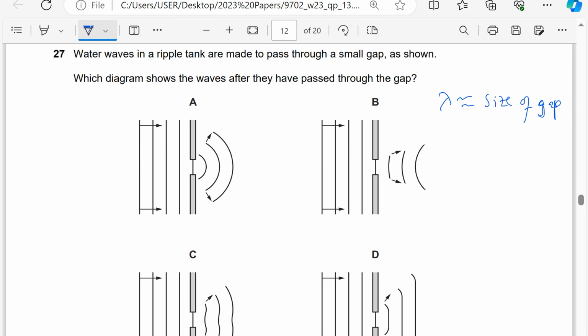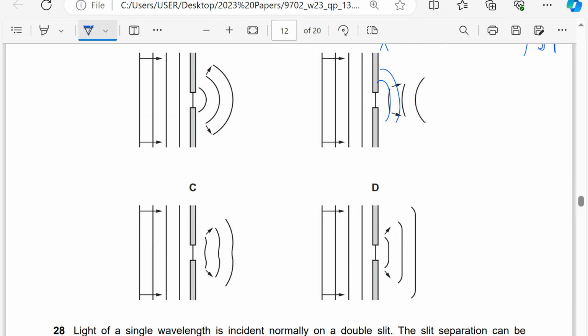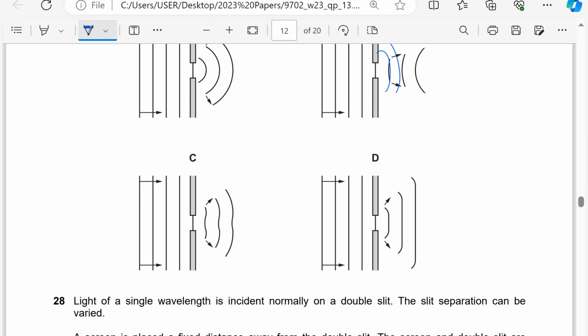So which diagram shows the waves after they have passed through the gap? Of course, this cannot be diffraction. They spread inwards towards the source where they're coming from. Let's first of all compare the wavelength and the size of the gap. If I try to measure this distance and compare with this, they are almost the same size. So diffraction must be maximum.